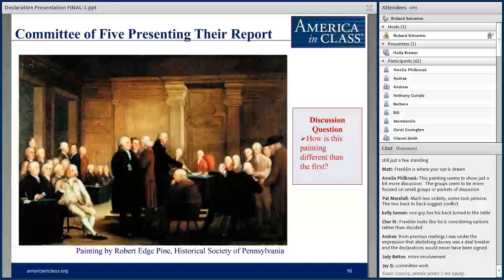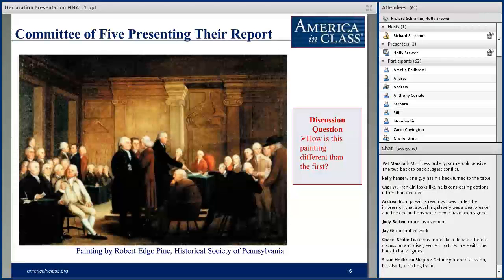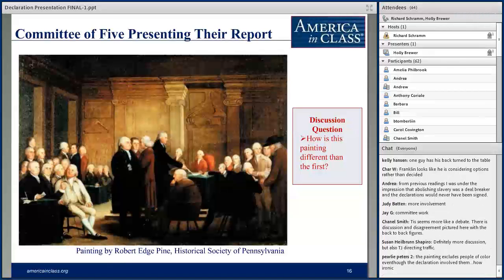Okay, so with this painting, I think the consensus is that it portrays a great deal more debate. You've got little groups of people talking amongst themselves. Some of them have their backs turned to the desk. Franklin does look pensive there. This doesn't look like the unanimity that we saw indicated in the last painting.